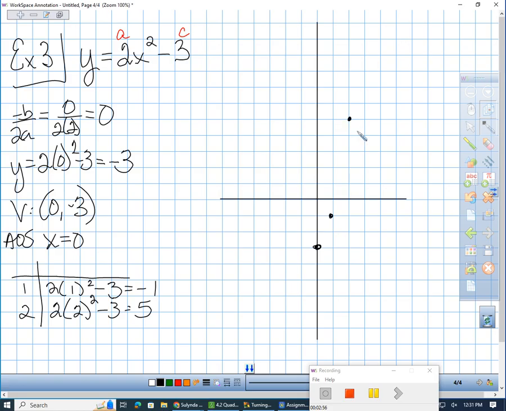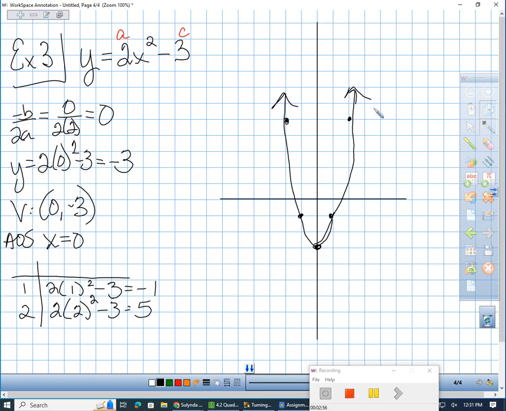Now that I have those points there, what do I do next? We reflect them. So 1 here, and 1 here. And then we try and connect our dots. All right. Any questions regarding that? No questions? All right, let's do one last one.